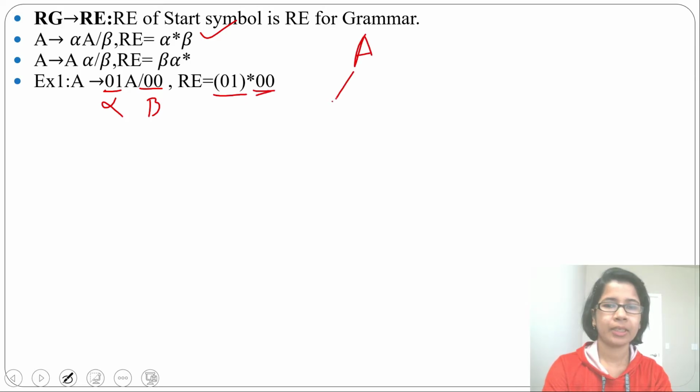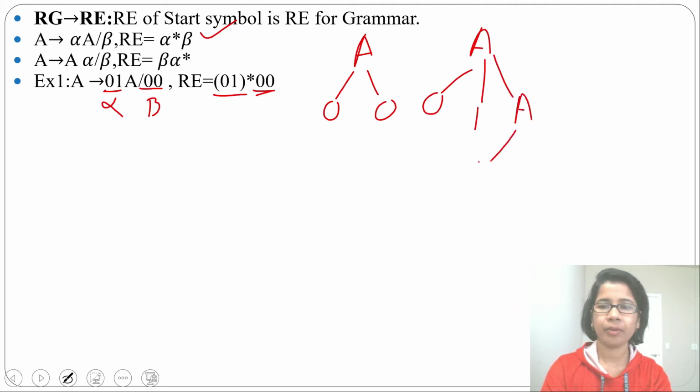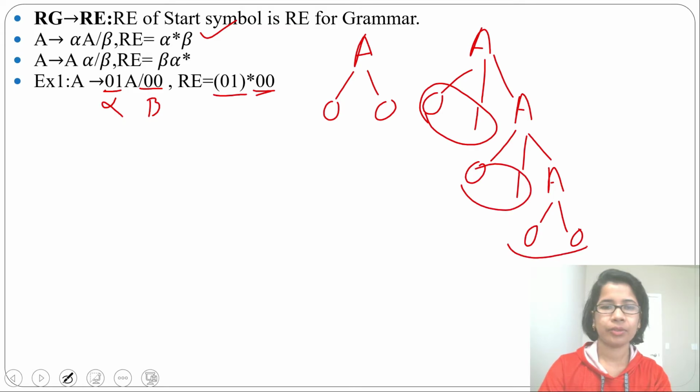From A you can generate 00. Then from A you can generate 01A. Again from A you can generate 01A. Again from A you can generate 00. So 01 whole Kleene closure then 00.